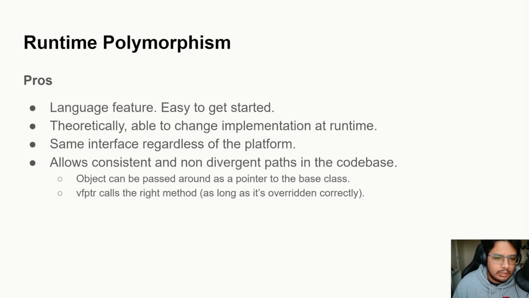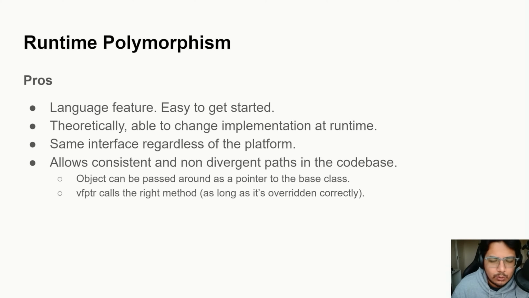So with runtime polymorphism, it is definitely an improvement over using preprocessor macros, and the biggest benefit is that it is a language feature, right? Aside from preprocessor macros, it is the second thing that is the easiest to get started with, and theoretically, with this method, you are able to change implementations at runtime. If that is something that your software has to support, this is one way to do swapping out implementations at runtime.